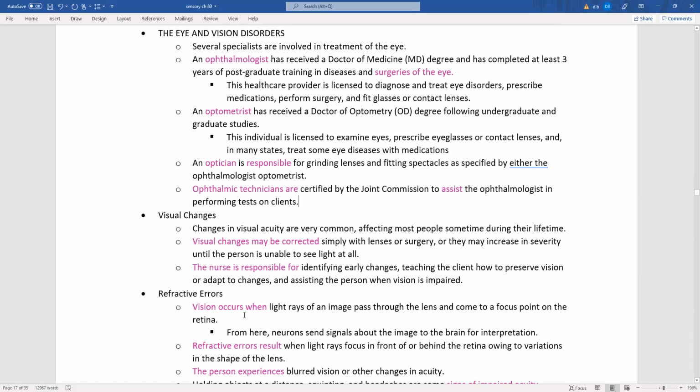So with refractive errors, vision occurs when light rays of an image... Okay, we're talking about refractive errors. I'm sorry. Let me slow down.